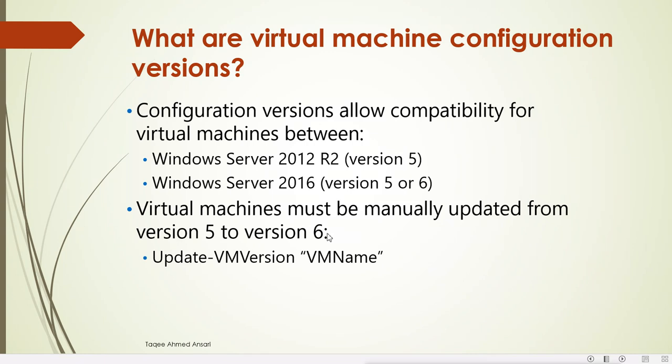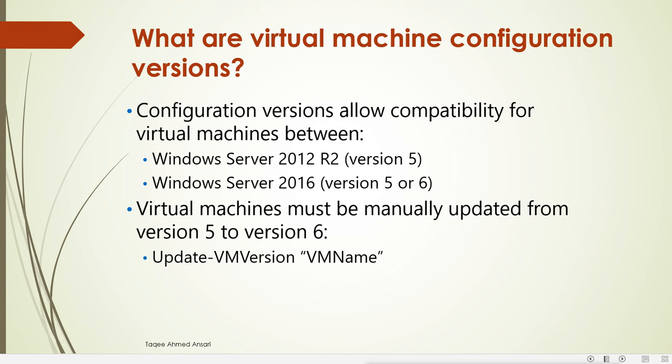Now what does updated mean? If we have created a virtual machine under Server 2012, it will be version 5. Now suppose we move that virtual machine from Server 2012 to Server 2016, we migrated it here.